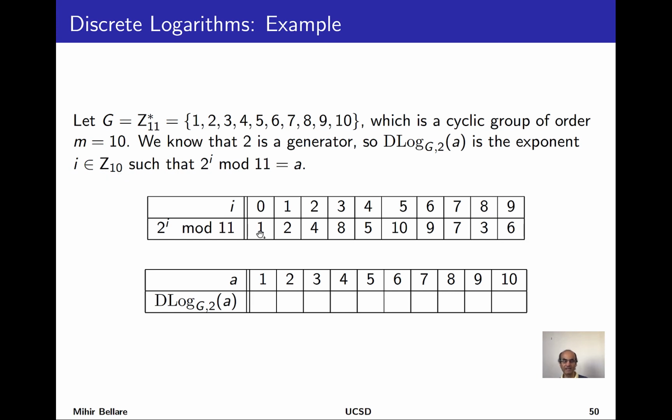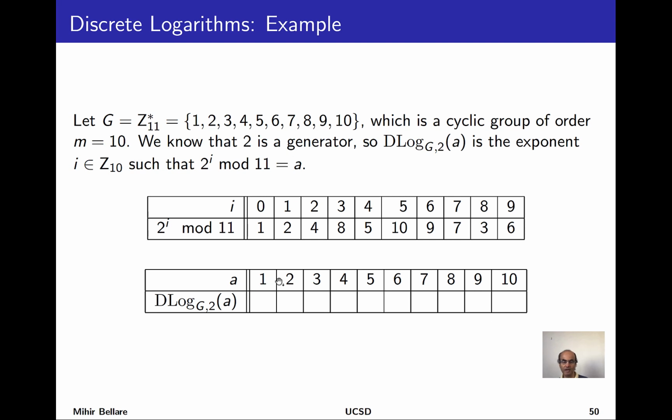Remember that we did write a table where we raised 2 to all possible powers in the group. So here I've just repeated that table, showing 2 raised to all powers, stopping at 9. There's no point going to 10 because you just get back 1. How do we then compute discrete logs? Discrete logs apply to group elements. So I would need to look at these numbers 1 through 10, and they return integers i such that 2 to the power i is whatever a is. So here I know I should get a 0 because 2 to the power 0 is 1.